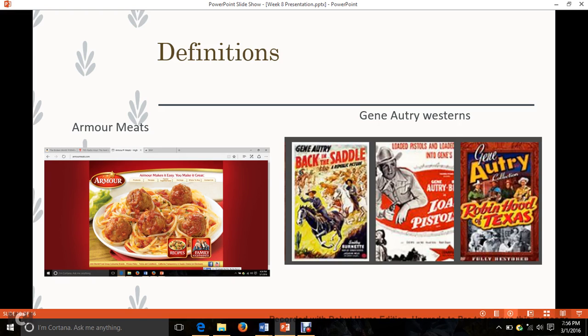Another thing that was mentioned is that he enjoyed Gene Autry westerns, and that was just a relation to a particular actor that was a genre actor, and all the movies that he did were basically westerns. And these are just some different movie titles. He did Back in the Saddle, and Loaded Pistols, and Robin Hood of Texas. There's lots and lots of films. You could go on Google and it would just be film after film after film. So we enjoyed those types of movies.